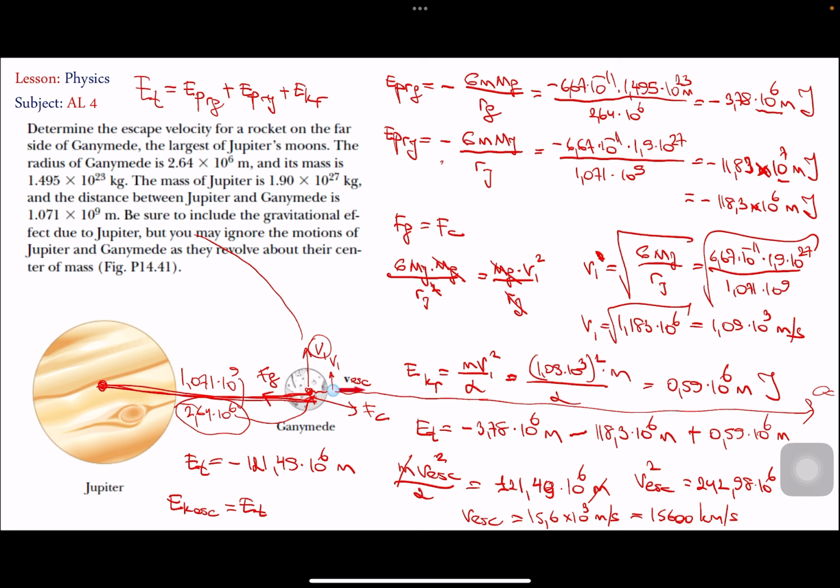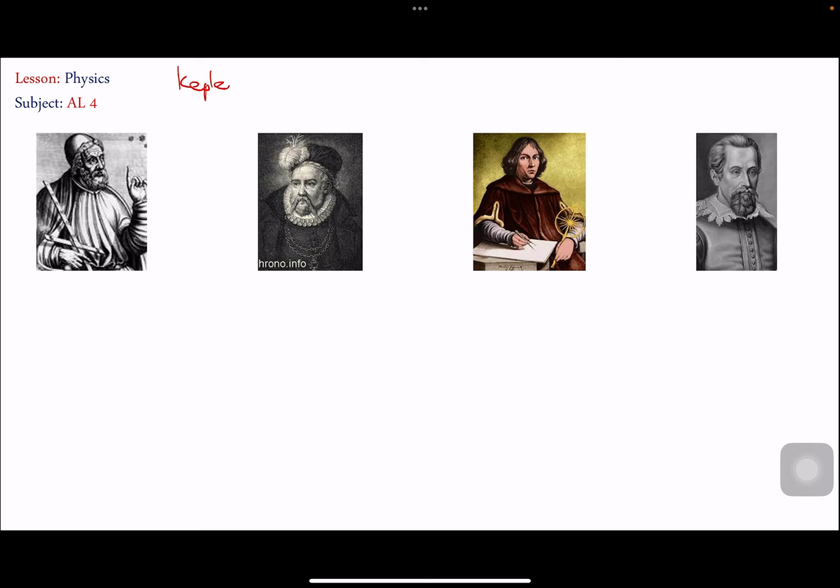Now we continue with the new topic. I'd like to name it first of all. That is called Kepler's laws. So that's one of the fundamental laws of planetary motion.